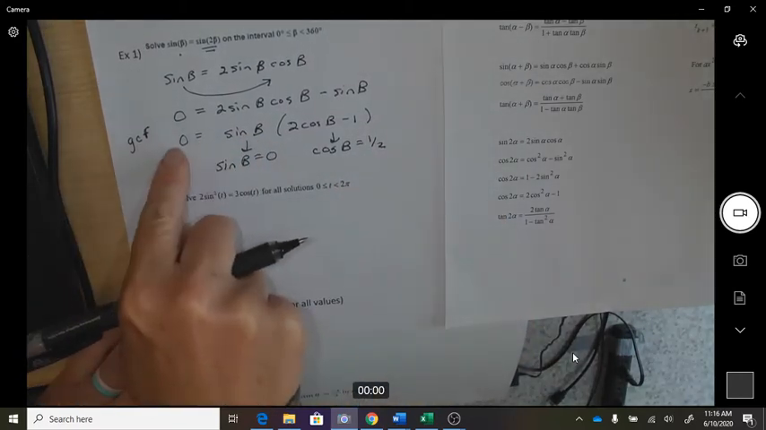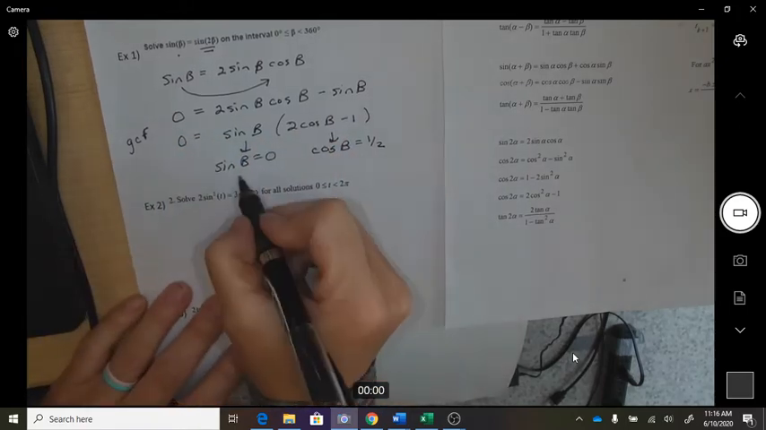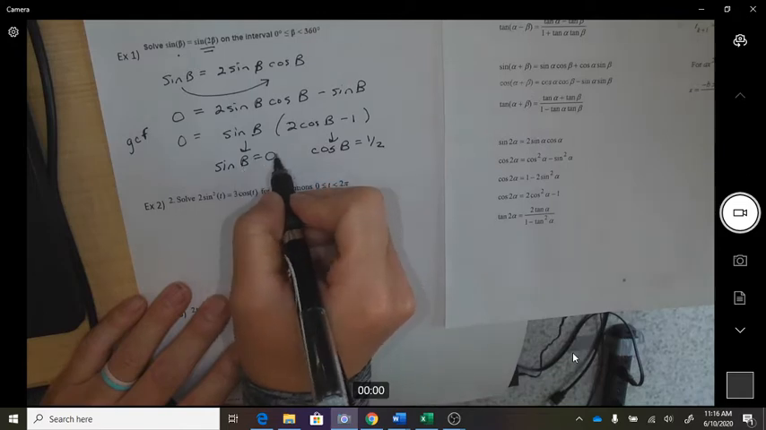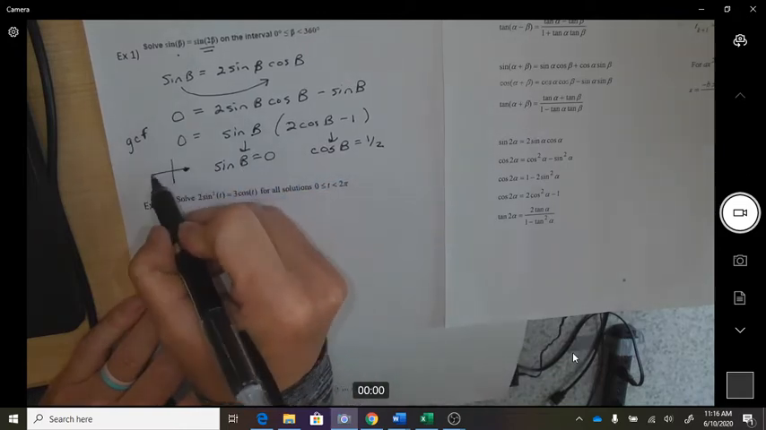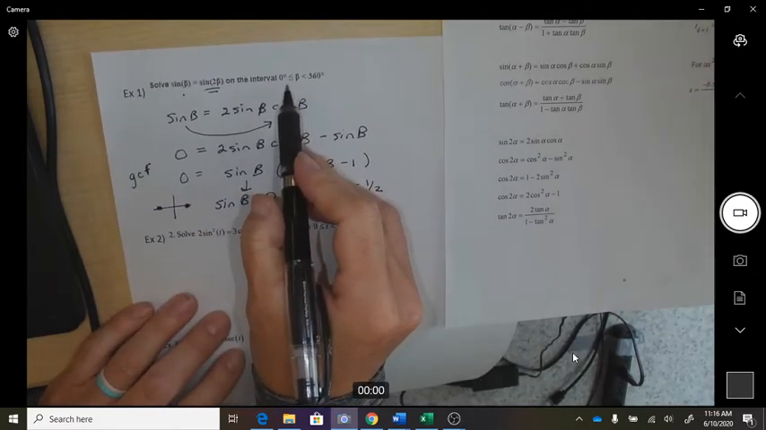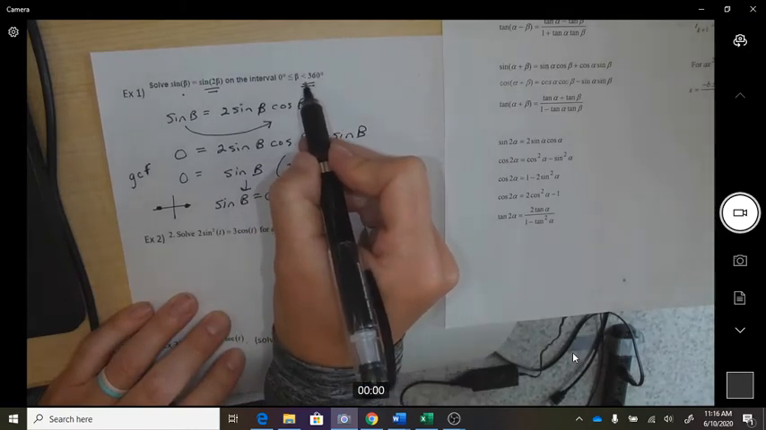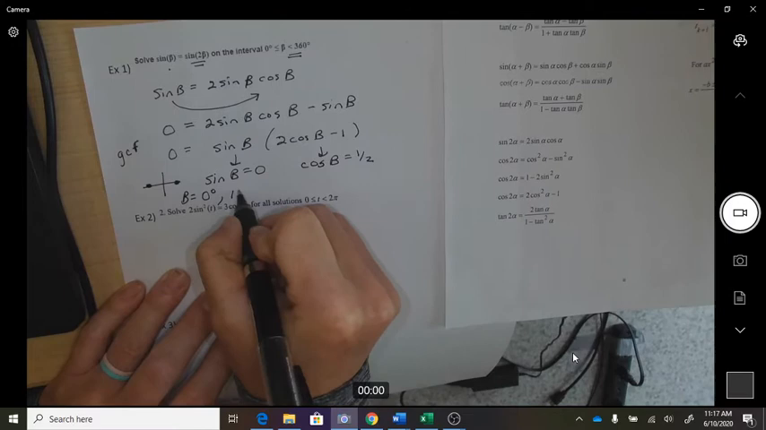Okay, in order to make that equation equal 0, this is either 0 or this is 1/2. So now what angle would you have here where your sine value is 0? Sine being 0 would be on your unit circle here. Since we're between 0 and 360, but looking at this interval, they're trying to trick you here, it doesn't include 360. It's less than 360. So you can state that b could equal 0 or 180.